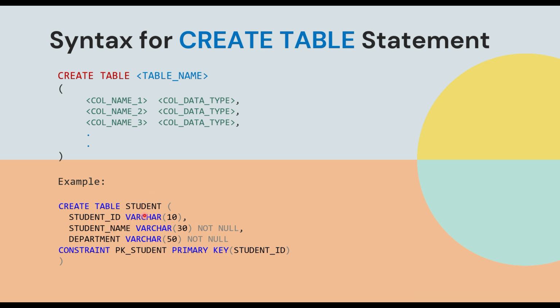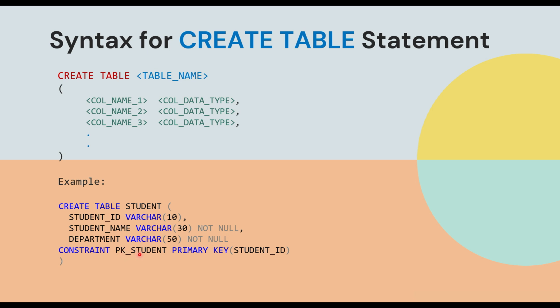For example, there is a student table which I have shown here. I have three columns: student ID, student name, and department, and I have mentioned the data type as varchar. Varchar is for string data. I have limited the size as 10 for student ID. Similarly for student name, I have limited the size as 30. For department, varchar of 50, so size is limited to 50. And I have also added a constraint which is not null. So the student name and department cannot have null values in these columns.